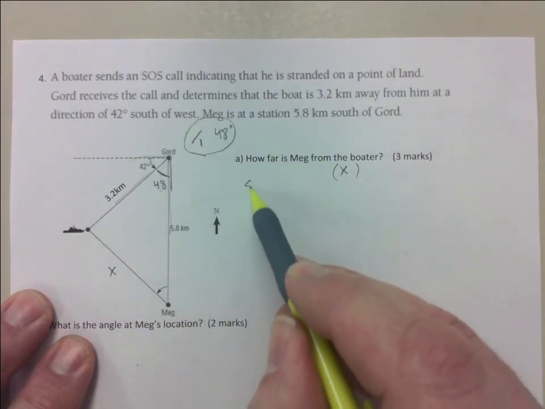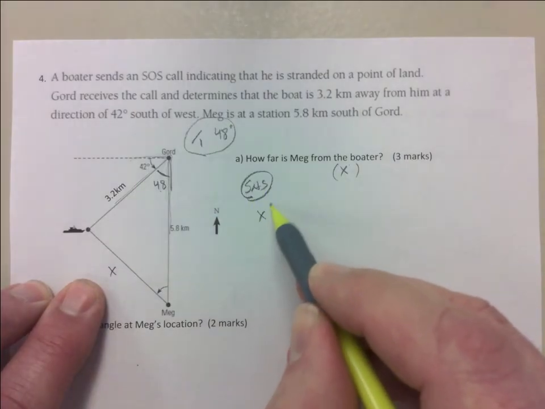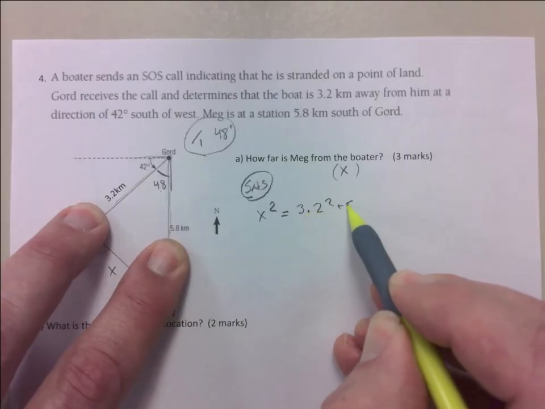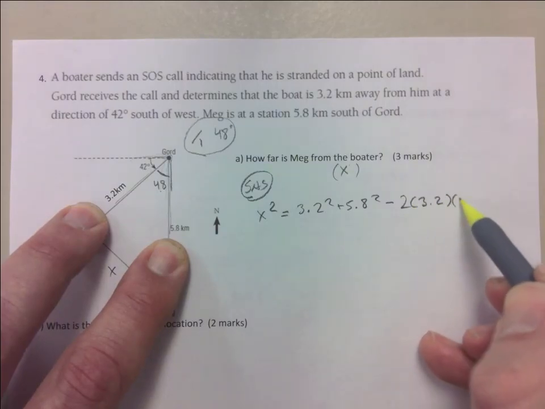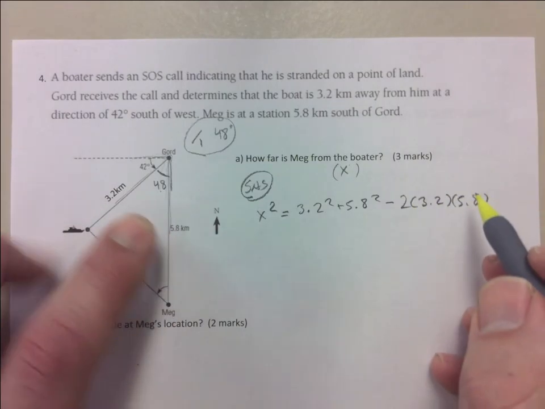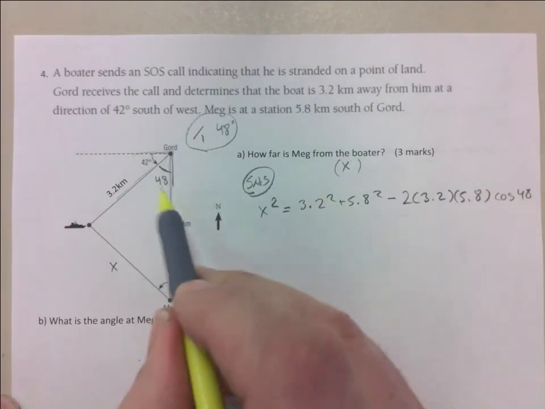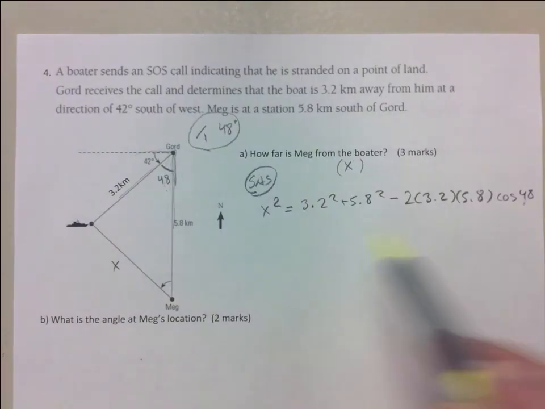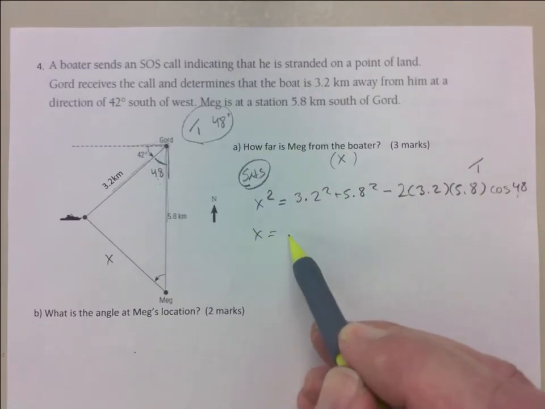So side angle side. I need to use cosine law. So x squared is going to be equal to these two sides squared minus 2 times 3.2 times 5.8 times cosine of 48. If you miss the 48, you lose a mark. But technically you would have used 42 here. You still get the mark for this setup. So 1 mark for the setup, then a mark for solving.